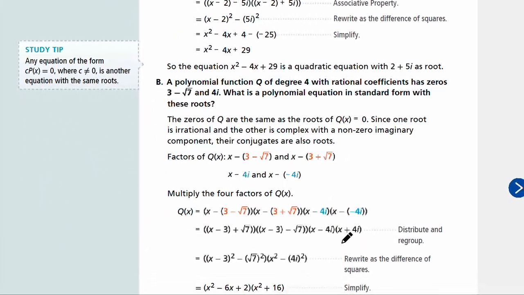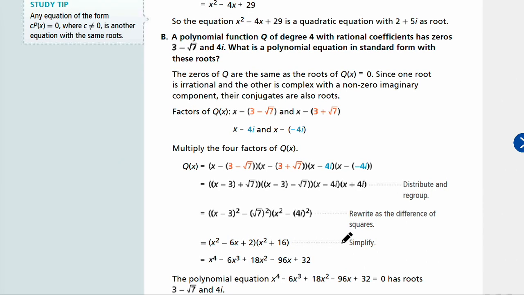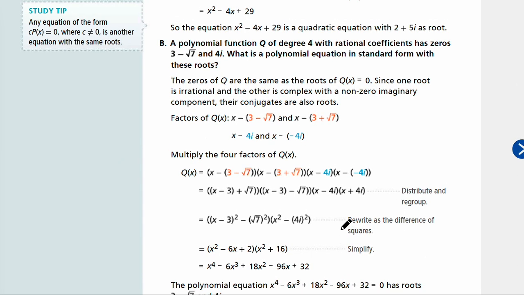A polynomial function q of degree 4 with rational coefficients has zeros 3 minus root 7 and 4i. What is a polynomial equation in standard form with these roots? So what's another way to determine that the function q must have a degree of at least 4? The problem says that q has rational coefficients, right? So because of the conjugate root theorems, there are 2 more zeros in addition to the 2 that are given. So the conjugate for 3 minus root 7 and the conjugate of 4i.